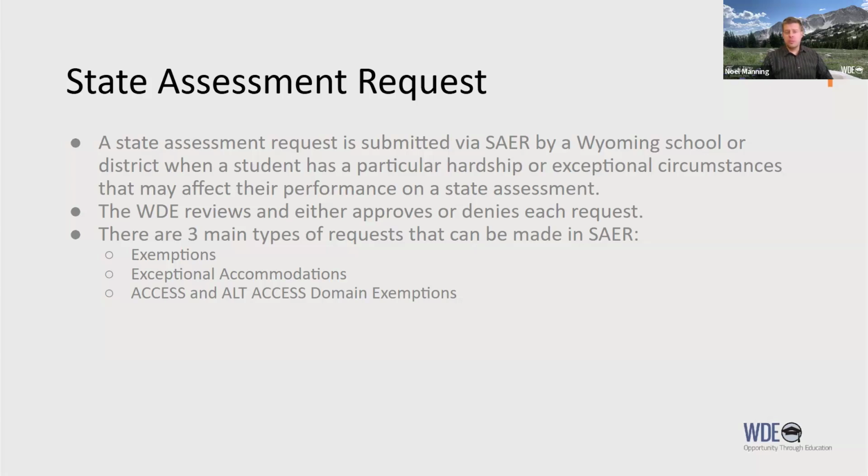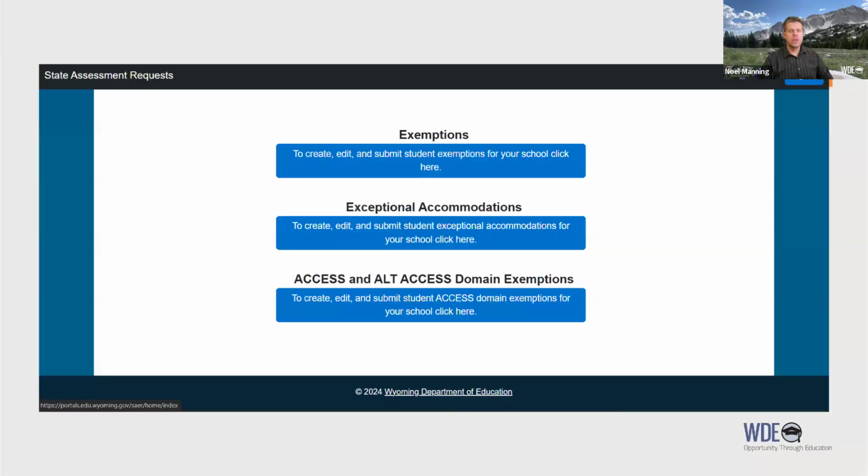There are three main types of requests that can be made in the SARE system. One is exemptions, the other is exceptional accommodations, and the third is specific just to ACCESS and ALT ACCESS, and that is called domain exemptions. I'm going to go through each one of those and talk about the particular circumstances that might lead to a request for a student.